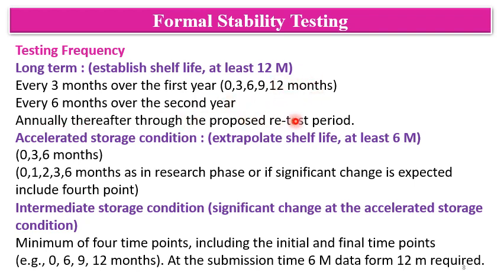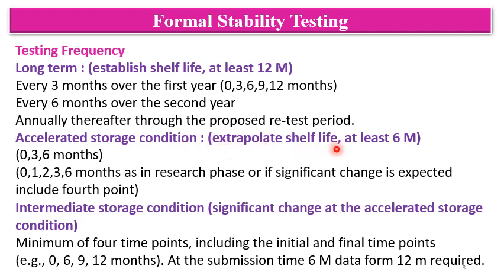Then it will become annual from the third year, thereafter annually through the proposed retest period. Whatever the retest period is, whether it is 4 years or 5 years, you should check the API annually. Then the accelerated storage condition.